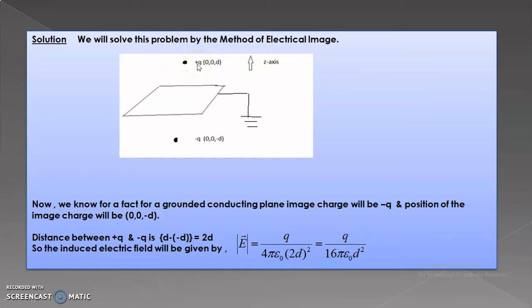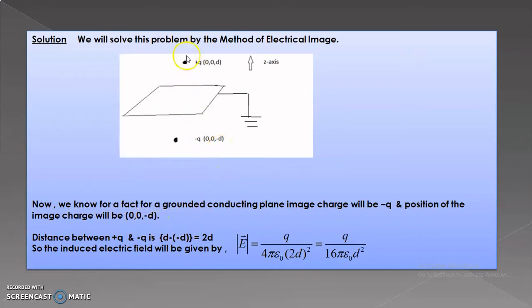So by the basics, when we study electrical images, we find that the magnitude of the image charge will be minus q and the position will be exactly the same but in the negative direction. So the image charge is minus q and its position is 0, 0, minus d.